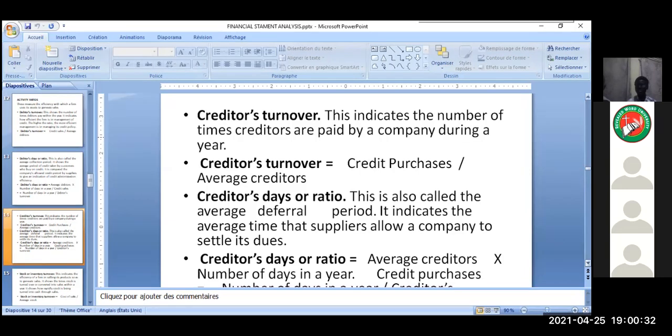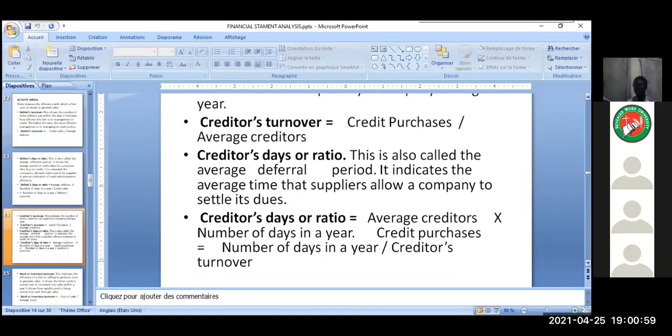Now we have creditors days ratio, the opposite of debtors days ratio, which is also called average deferral period. It indicates the average time that suppliers allow a company to settle its dues, to know at which specific period we need to pay back. So the formula is simple.